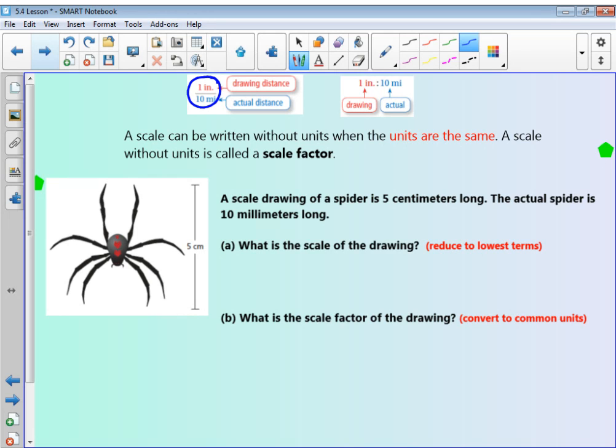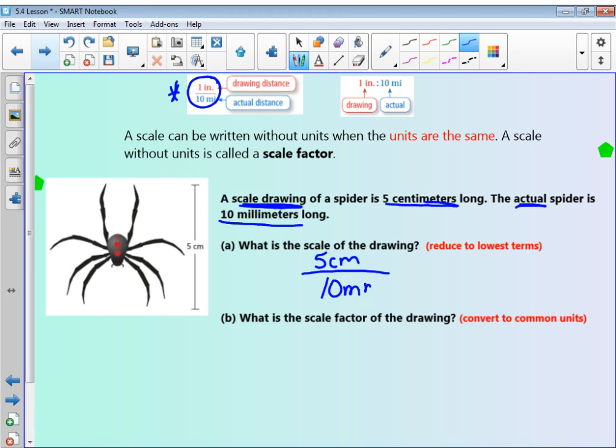So here we have a situation. It says a scale drawing of a spider is 5 centimeters long. The actual spider is 10 millimeters long. What is the scale of the drawing? So we're going to begin with our actual units. It's our scale over our actual. I need to break this apart. A scale drawing, scale, is 5 centimeters. So 5 centimeters over my actual, the actual spider was 10 millimeters.